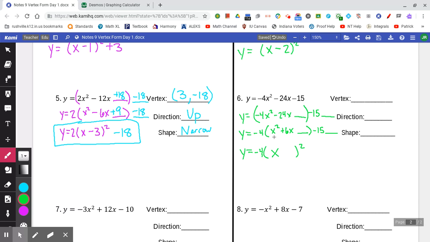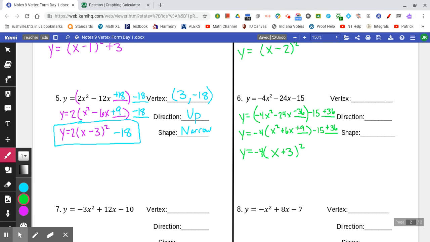X times x is what gives me x squared, but what number plus itself gives me positive 6? Well, that would be positive 3. So positive 3 times positive 3 would make this positive 9, but it's not really just a positive 9 because there's this negative 4 out in front. So negative 4 times 9 is really a negative 36. So the opposite of a minus 36 would be a plus 36 back here. So I'm going to have a plus 36.